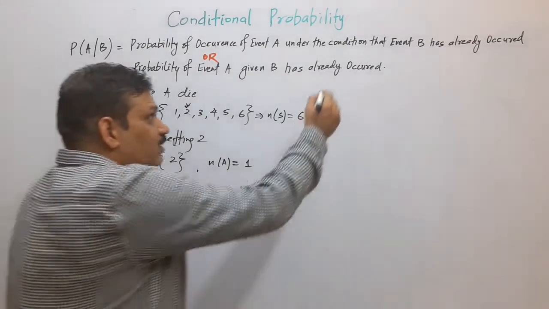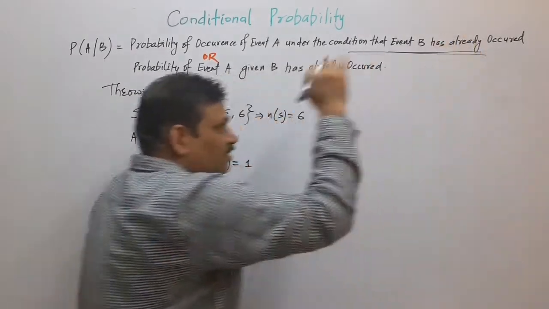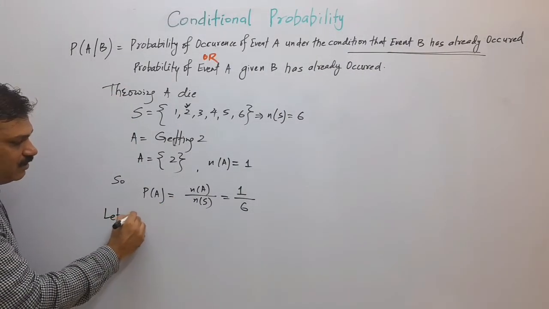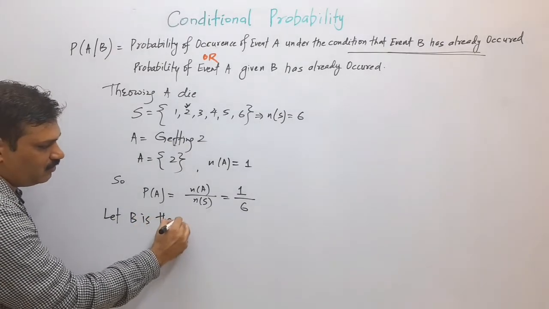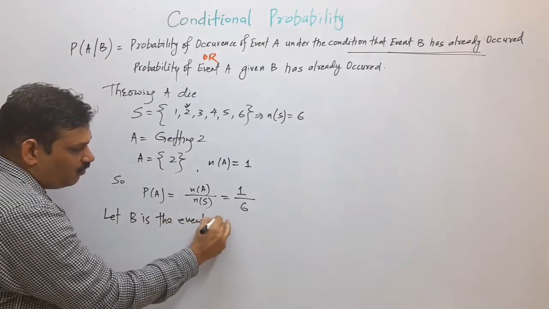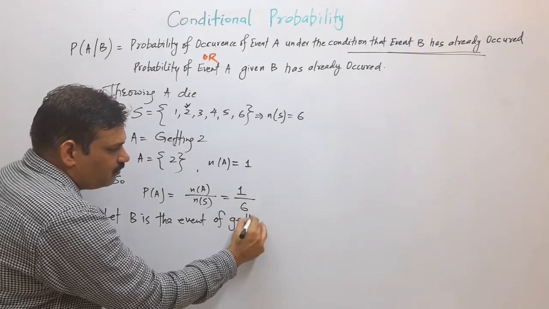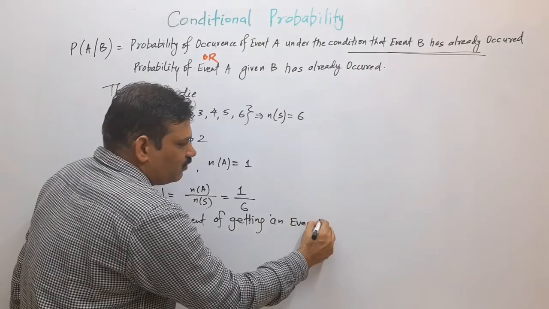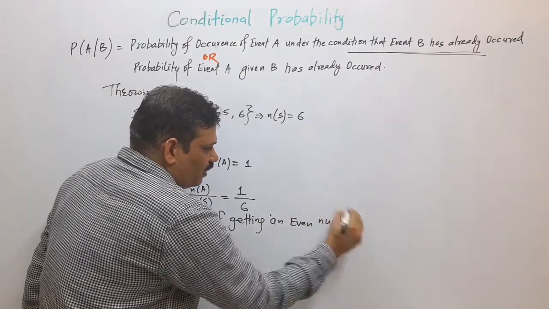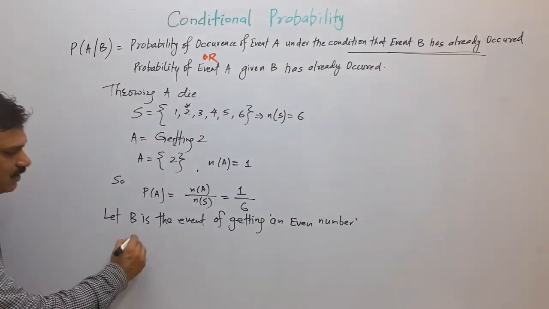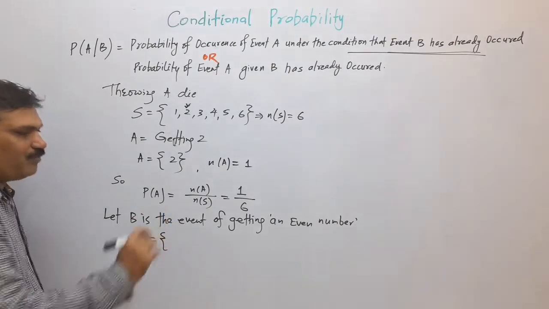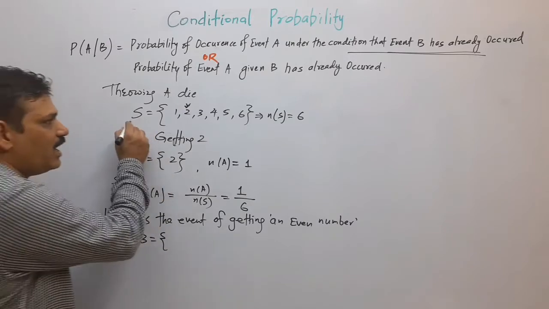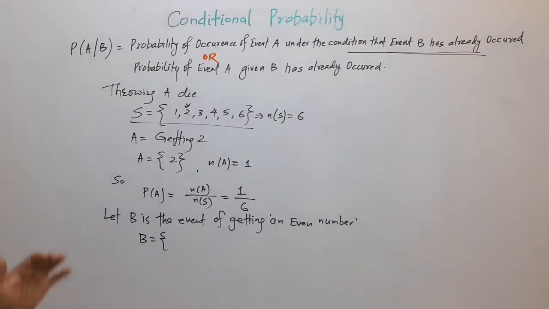Suppose we are given a condition that some event B has already taken place. Let B be the event of getting an even number on the uppermost face. Now B has already taken place. That means now our sample space is not S actually. Now our sample space is reduced.